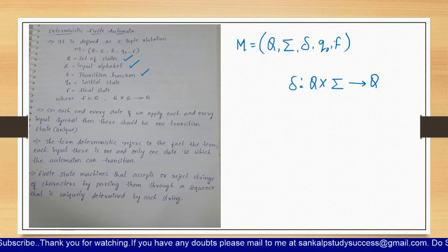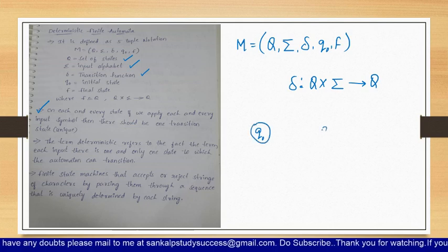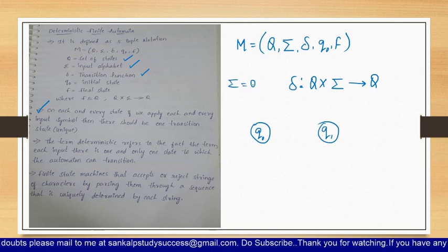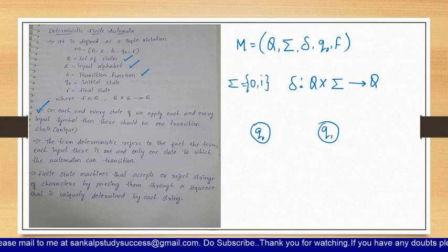So now let us see what is deterministic finite automata. Here on each and every state, if we apply each and every input symbol, then there should be one transition. That means there should be a unique transition. For example, there are two states, q0 and q1, and you have Sigma equal to {0, 1}, the input symbols 0 and 1. So for each and every state, you have to apply 0 and 1.